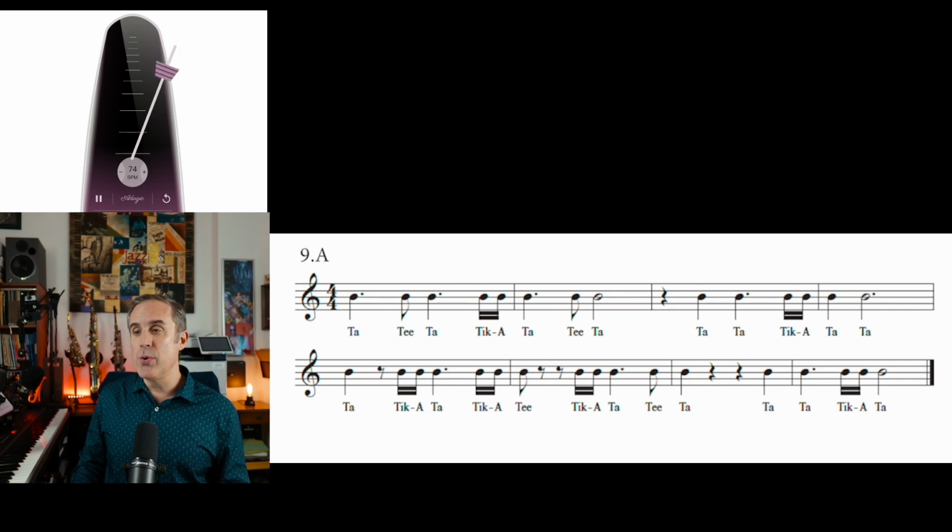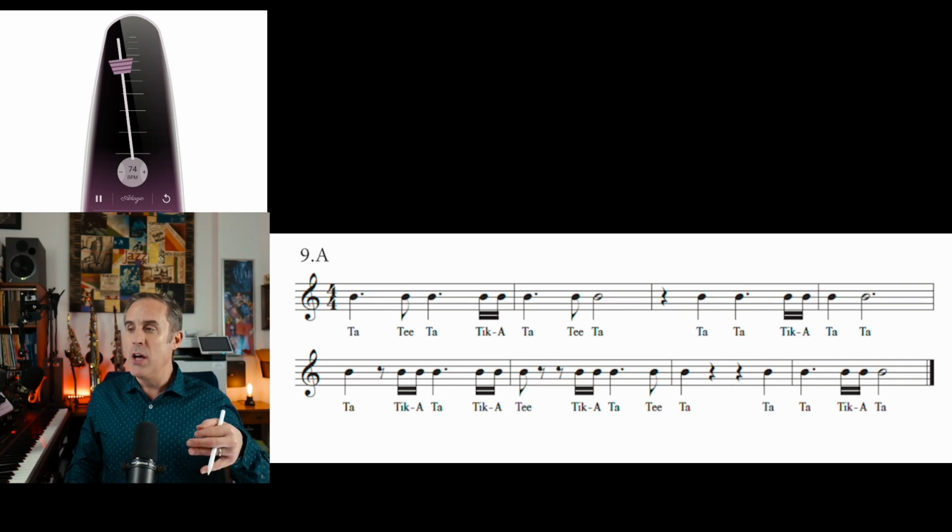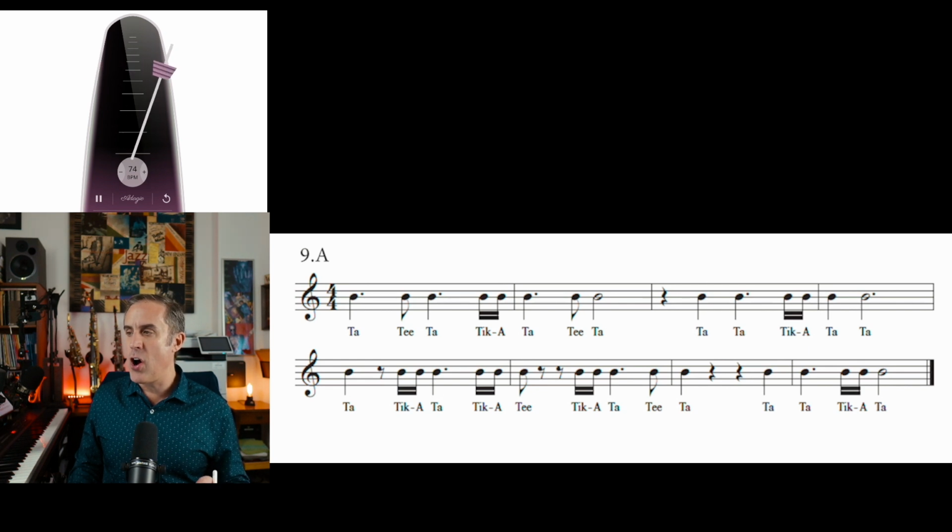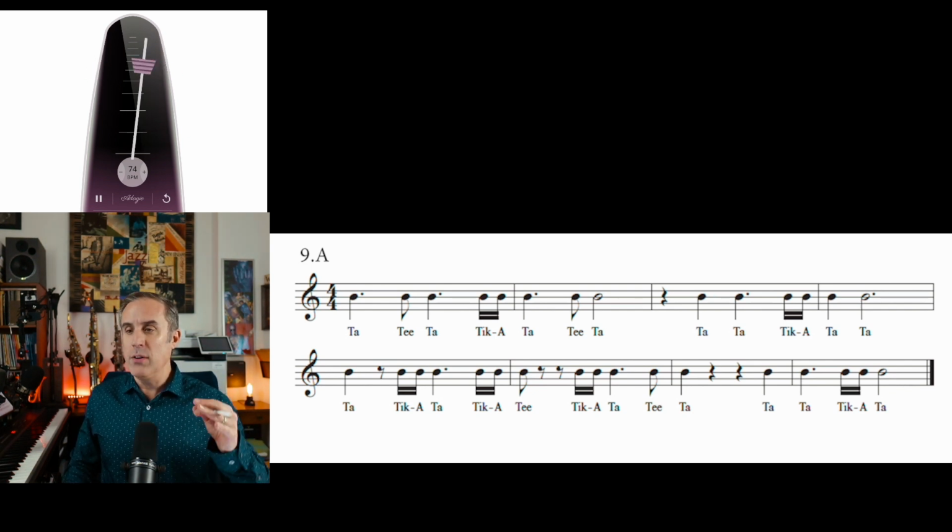1, 2, ready, and ta, ti, ta, Tik-A, ta, ti, ta. Ta, ta, Tik-A, ta, ta, ta, Tik-A, ta, Tik-A-Tee, Tik-A, ta, ti, ta, ta, ta, Tik-A, ta.